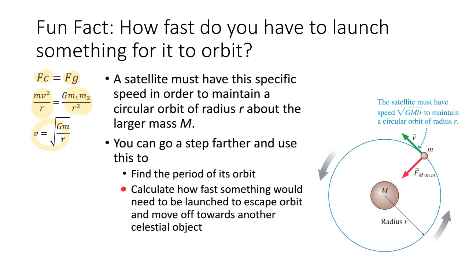And you can also calculate how fast something would need to be launched to escape orbit and move off towards another celestial object. So instead of a satellite orbiting Earth, sending a space station off towards the moon, for example.